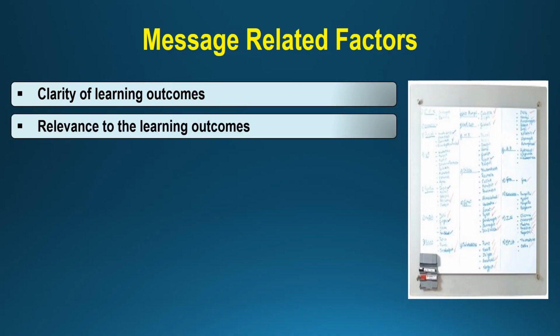Relevance to the learning outcome. So, whatever content is selected by the teacher, it should be directly related to the learning outcome. So, there should be content which facilitates the attainment of learning outcome. So, if you include irrelevant material which you are going to deliver in the class, the message, then it will not serve the purpose and the communication will become ineffective.